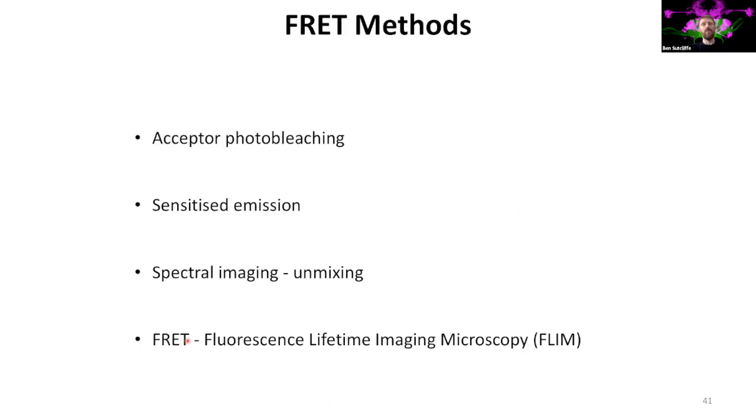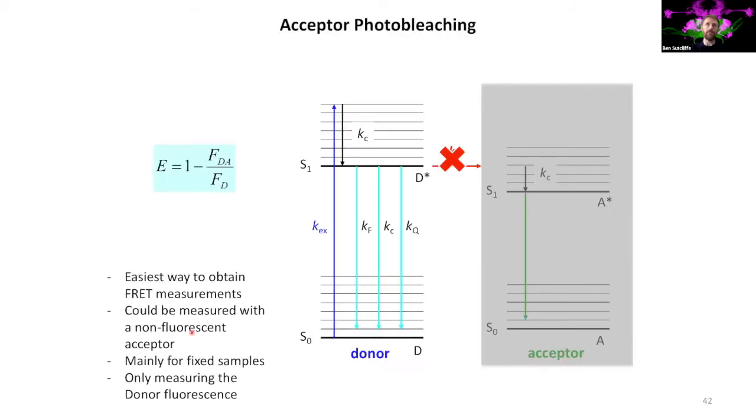So in terms of the methods that you can use FRET for, I'm going to go through these today, just to give you a bit of an overview on what you can do. So acceptor photobleaching is the easiest and most straightforward way to obtain FRET measurements. The principle is that in the absence of the acceptor, no FRET can occur. Therefore, there's a resulting increase in the emission from the donor. So the signal from your donor molecule should be increased.